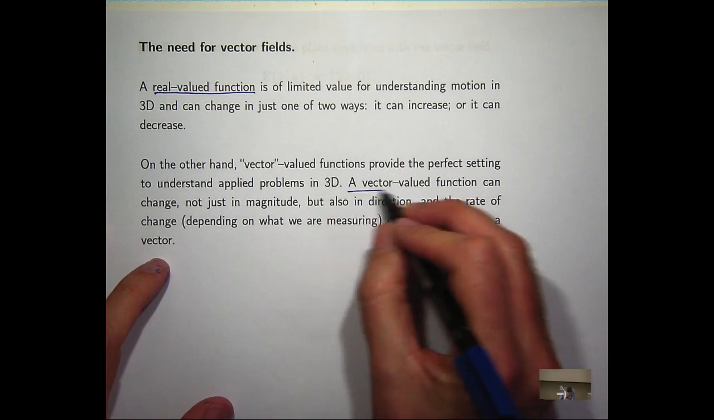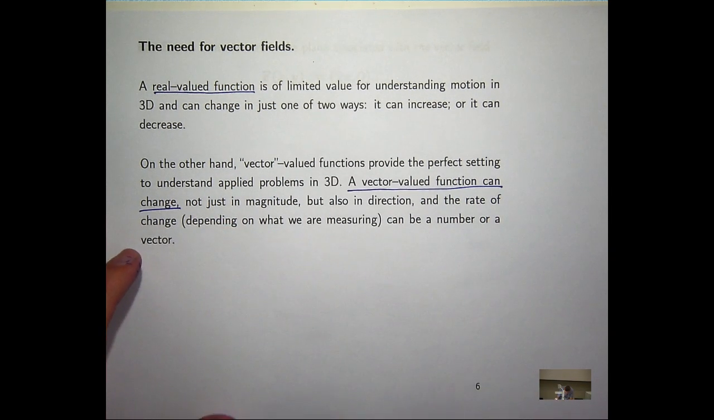Okay, so what do I mean when I say that? Well, a vector valued function can change not just in magnitude, but also in direction. And depending on what we want to measure, for a vector field, the rate of change, loosely speaking, can be interpreted as a number or a vector. So this is a lovely illustration of the importance of the topics we're going to study in this section. Okay, the flexibility, accuracy, and modelling, really important, really important.